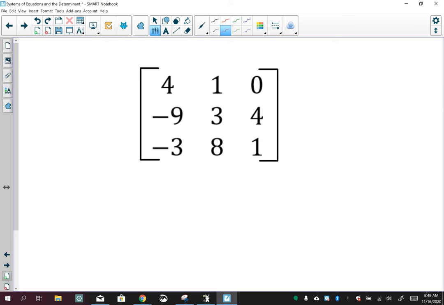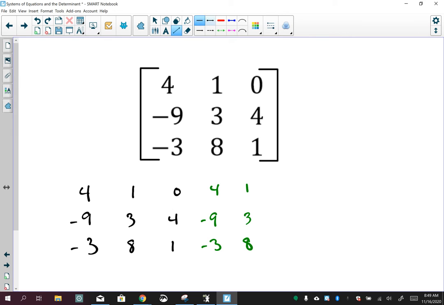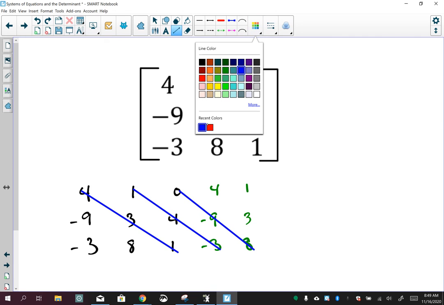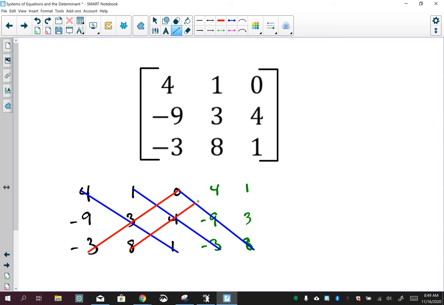All right, so let's see how you did. So we have 4, -9, -3, 1, 3, 8, 0, 4, 1, 4, -9, -3, 1, 3, 8. So we're going to go in this direction, and then we're going to go in this direction.